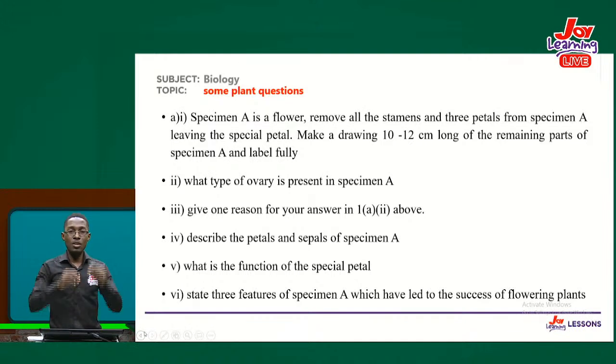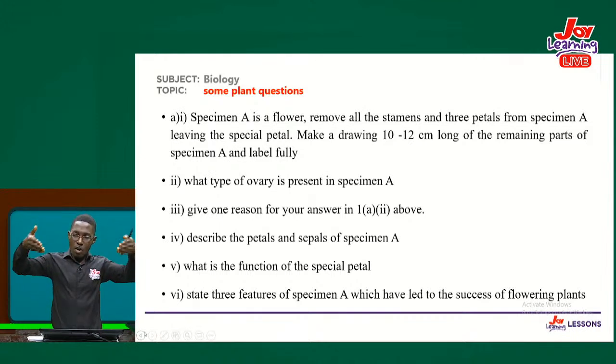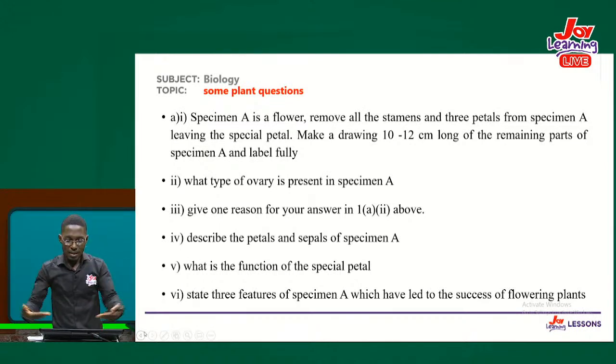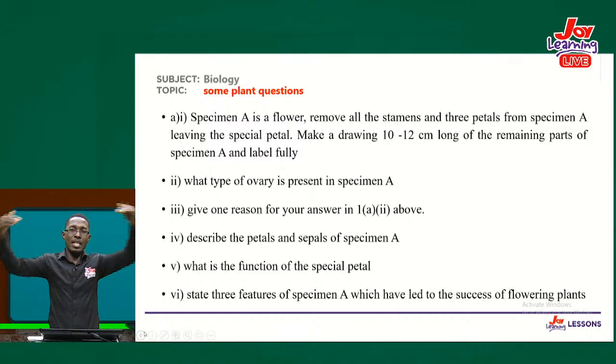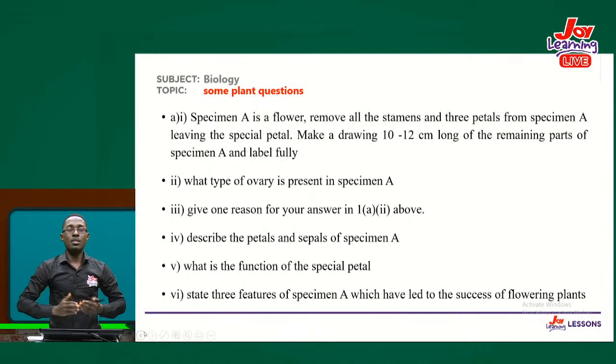That's what they're asking. So after removing the parts, you have to check where the bulging part of the female is. Find out whether all the other parts are beneath it. Then it becomes superior. But if the other parts are on top, and the other part meets it before the bulging part, then we say it is what? An inferior ovary.